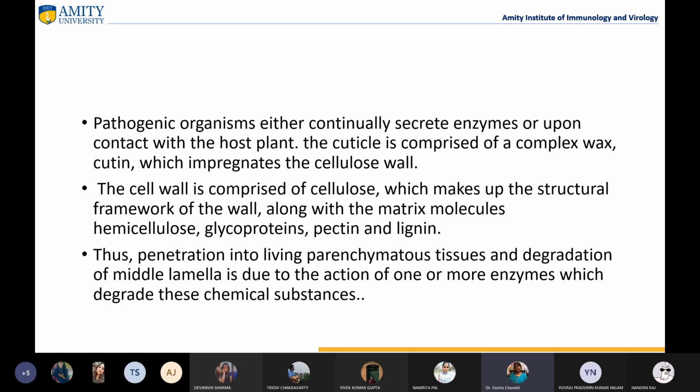So the cuticle, we know the cuticle is composed of a wax, cutin, which impregnates the cellulose wall, and the cell wall is also composed of cellulose which again makes up the structural framework of the wall along with certain hemicellulose, glycoprotein, pectin, and lignin. There's a number of compounds, right? So getting entrance into or penetration into the living parenchymatous tissue and then degradation of the middle lamella is due to the action of one or more enzymes which degrade these chemical substances. So in order to get entry into the plant, they need to secrete certain enzymes which degrade the cell walls or the cell membrane so that they can get inside, right?